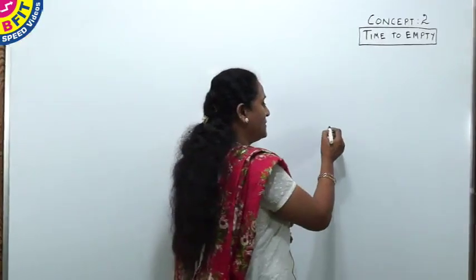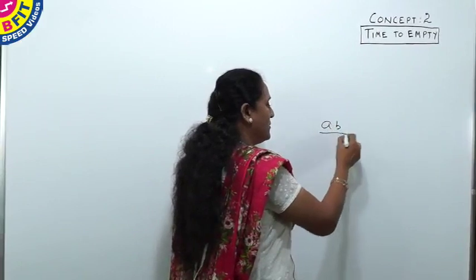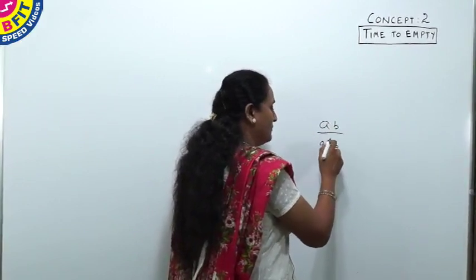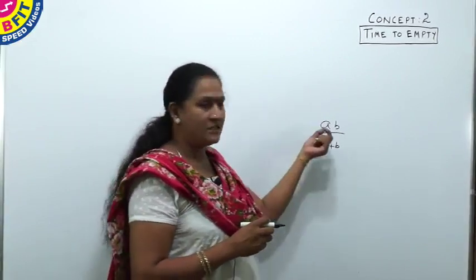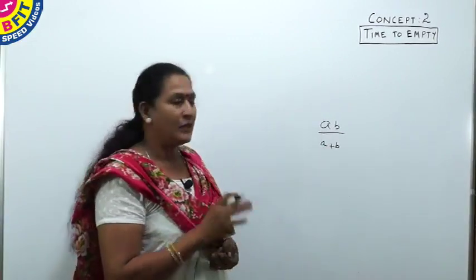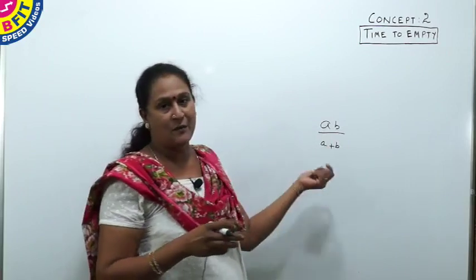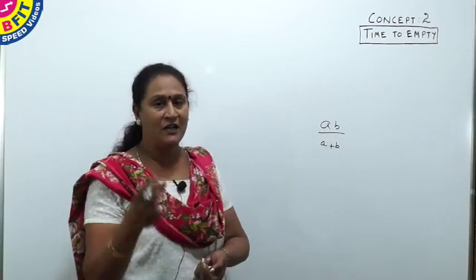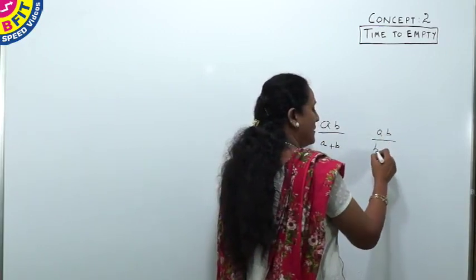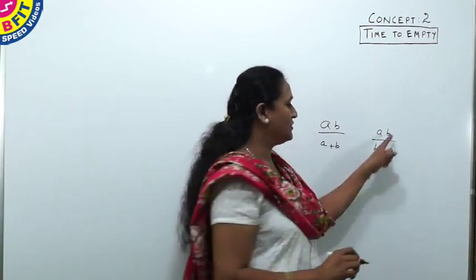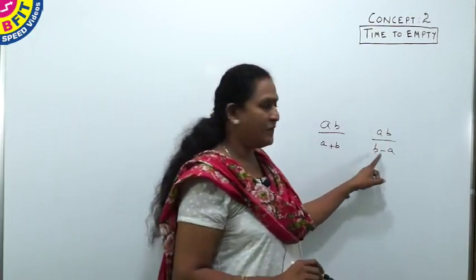So when both taps are filling, we use AB by A plus B. A is the time taken by A to fill the tank, B is the time taken by B to fill the tank. So the time taken together is AB by A plus B. Suppose one is filling, one is emptying. So we use AB by the difference, emptying minus filling. Suppose B is emptying, so we take emptying minus filling.